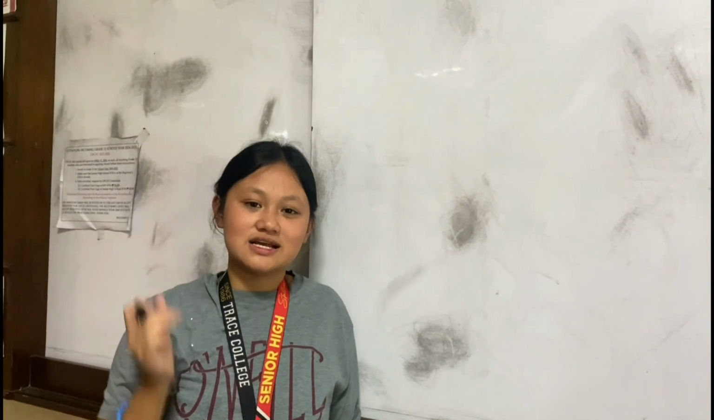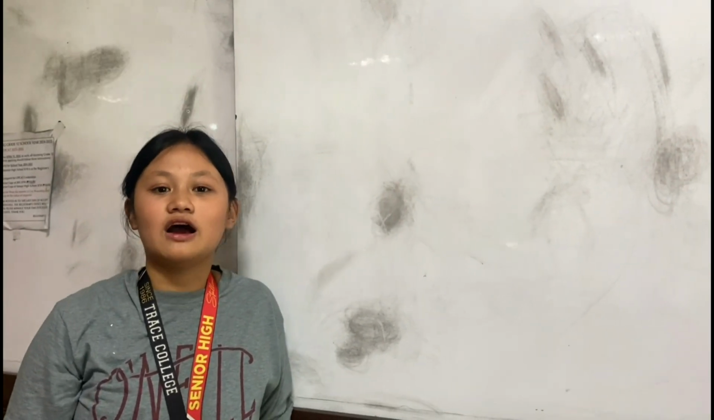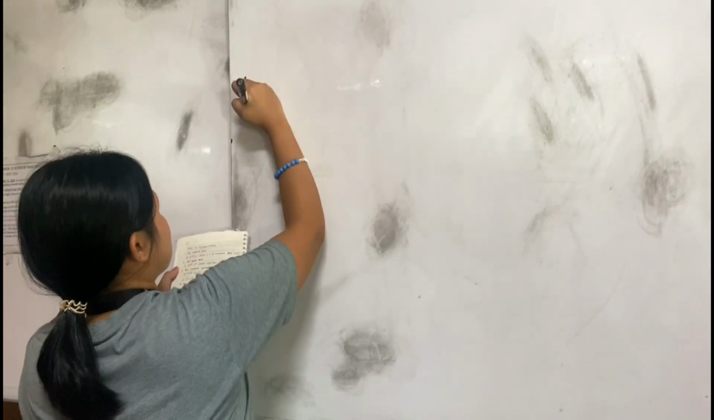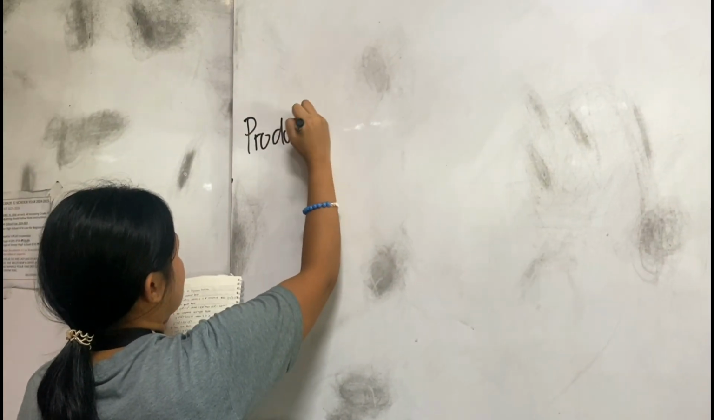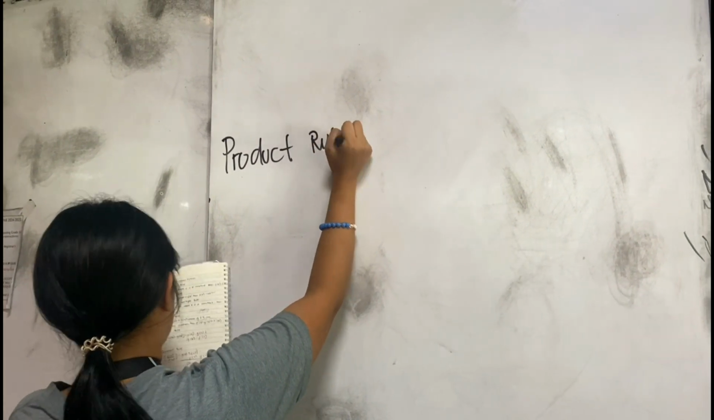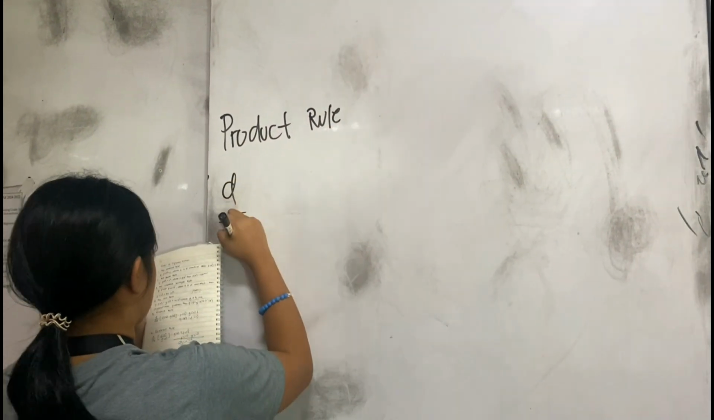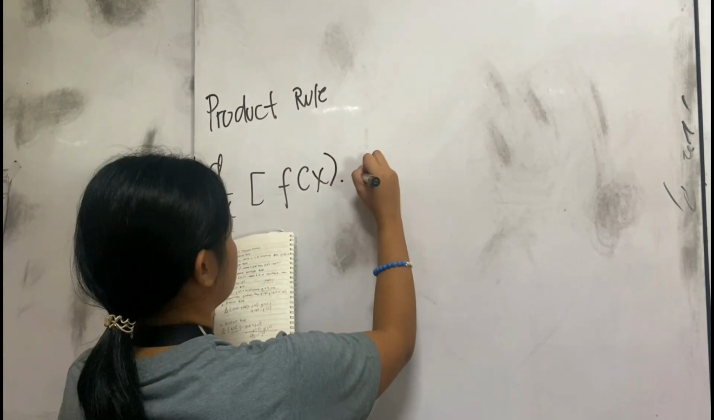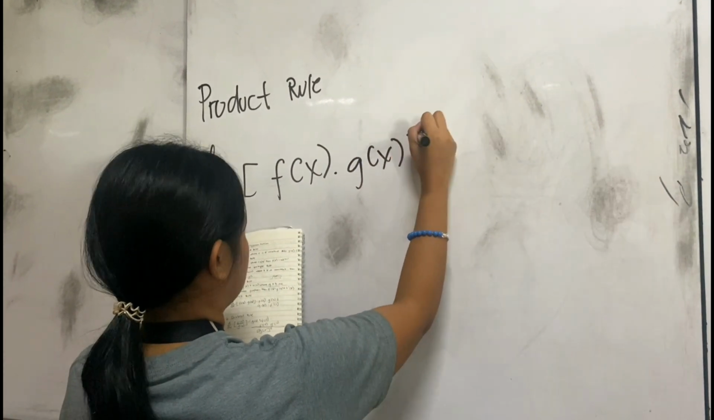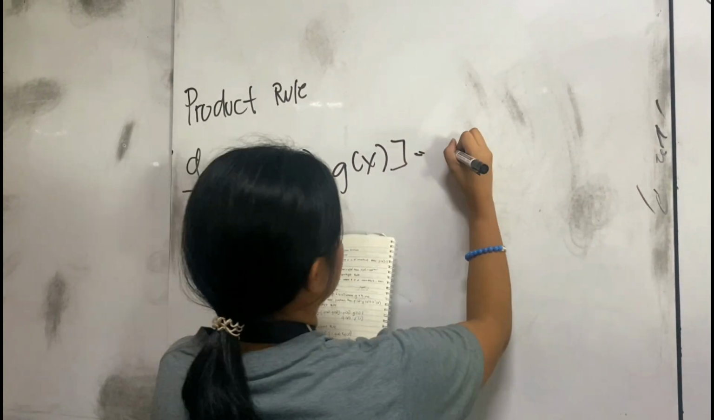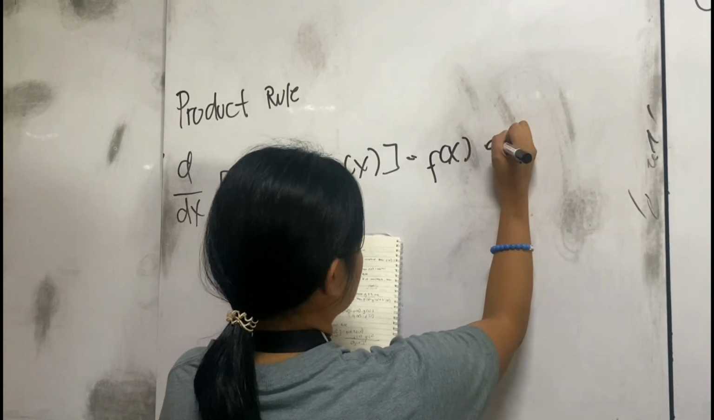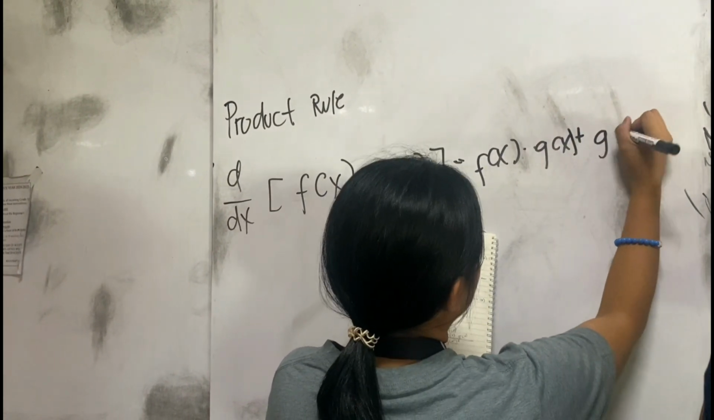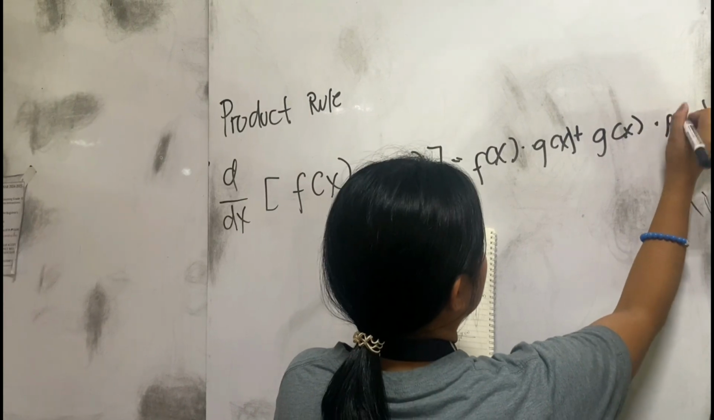Today, I will discuss the product rule, but first, I'm going to give you the formula of the product rule. d over dx of f of x times g of x equals the derivative of f of x times g of x plus f of x times g prime of x.